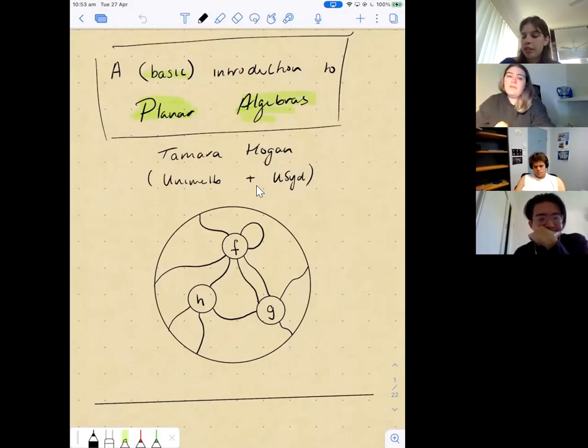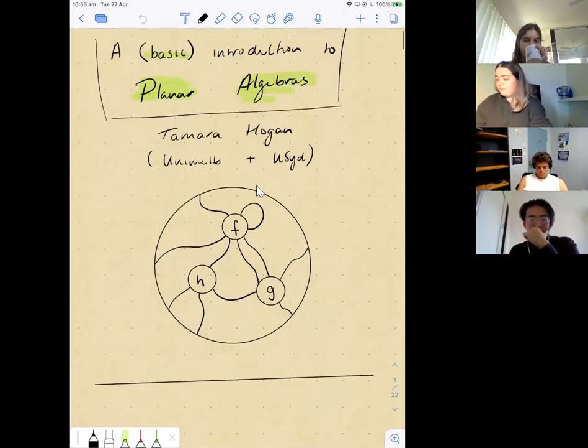So I'm going to be talking today about what are called planar algebras. And the idea of this talk is to give a rough and ready introduction to what a planar algebra is, without requiring much background at all.